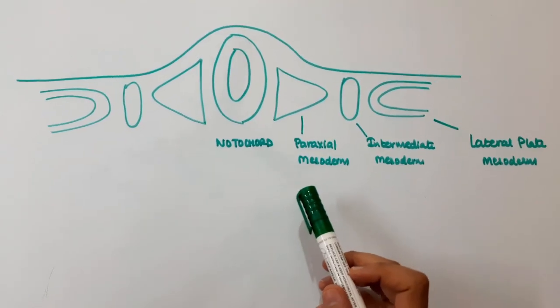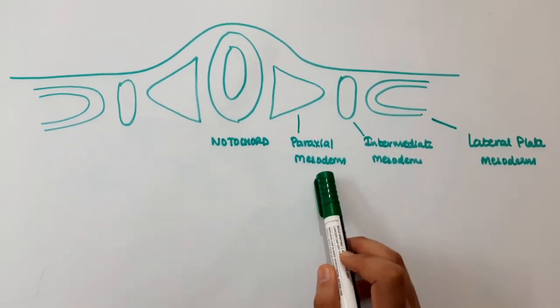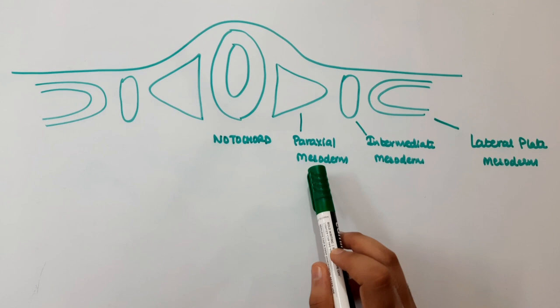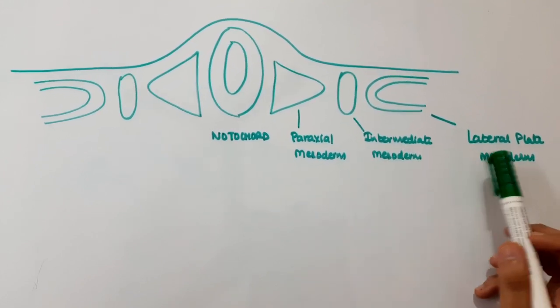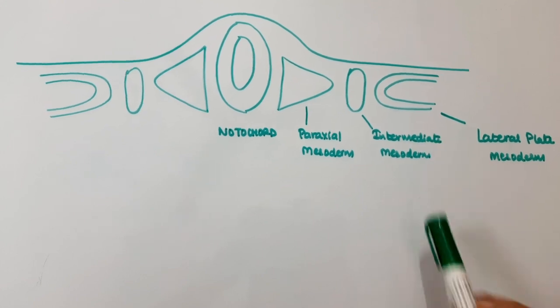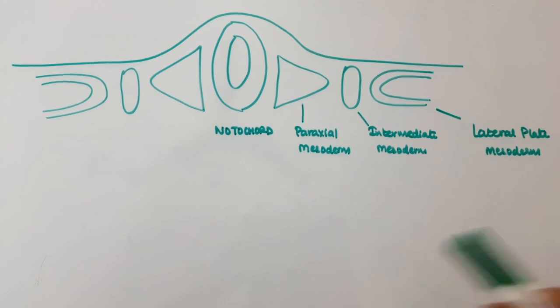Mesoderm can be divided into three: paraxial mesoderm, which is just next to the notochord, intermediate mesoderm, which is in between, and then lateral plate mesoderm, which is the lateralmost. Now these mesodermal structures have further derivatives.